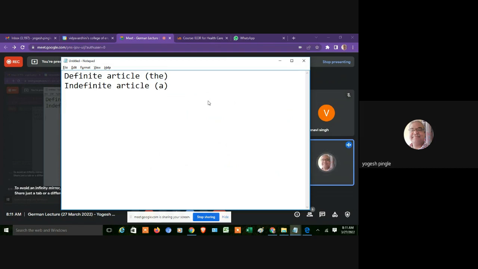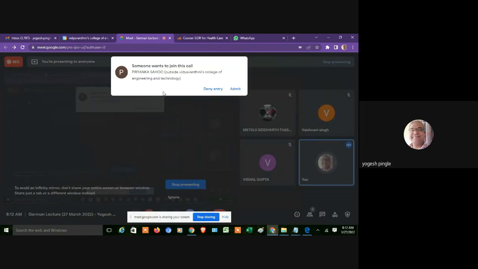So always we have to remember, whenever we use a noun, we must know whether it is feminine, masculine, or neutral. That we have to remember. And because of this, for definite and indefinite articles, there are a lot of different forms of articles. Now, what kind of forms of articles, that I will tell you.